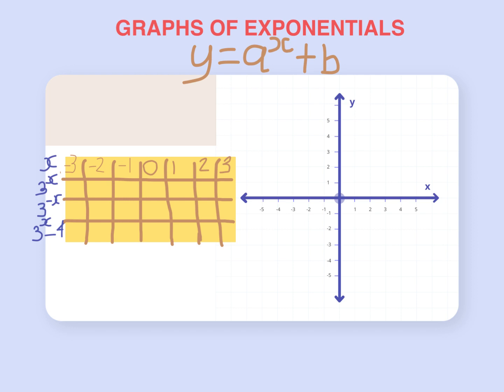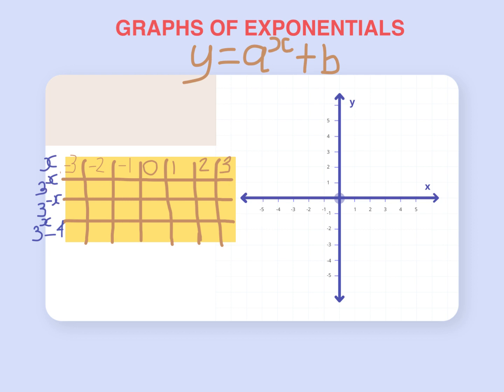So the kind of graphs we're going to look at are graphs like y equals 3 to the power of x, y equals 3 to the minus x, and so on. To graph these, we can start by using a table of values. We choose the x values and substitute to find the y values.